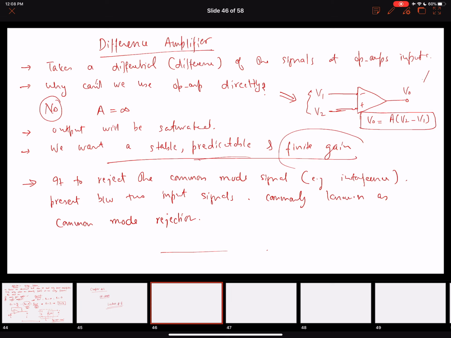Here's our regular amplifier, which is a difference amplifier. We cannot use it directly because of the infinitely large open loop gain. Our output will always be saturated, and we want a finite and predictable gain and stable values. So that is why we have to design a difference amplifier. An important feature of a difference amplifier is that it should do common mode rejection. We touched upon this topic earlier in this chapter: whatever common signal is present between the two inputs should be rejected in that amplifier configuration.